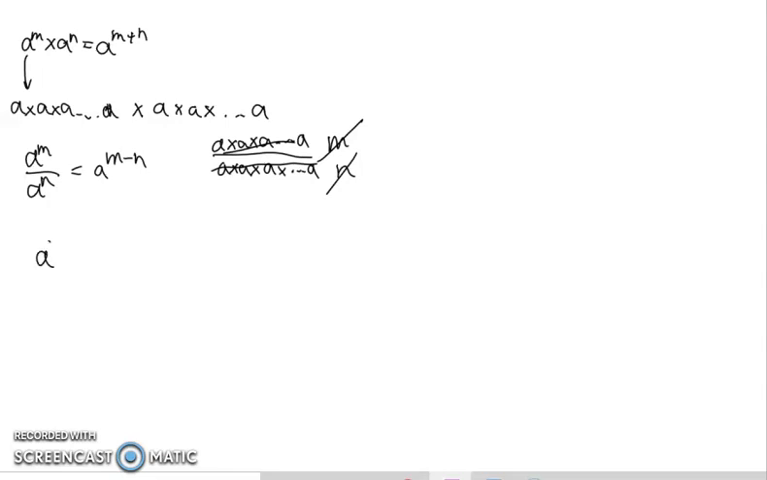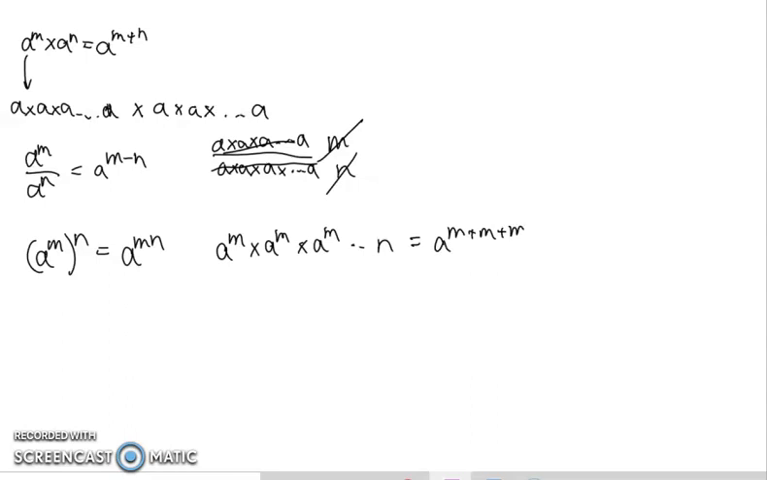Next rule we have is a to the power of m to the power of n is equal to a to the power of mn. Now this one's really easy. You just have to think of it like this: a to the power of m times a to the power of m times a to the power of m, n number of times, and that'll be a to the power of m plus m plus m, n number of times, right? So that'll be a to the power of mn.